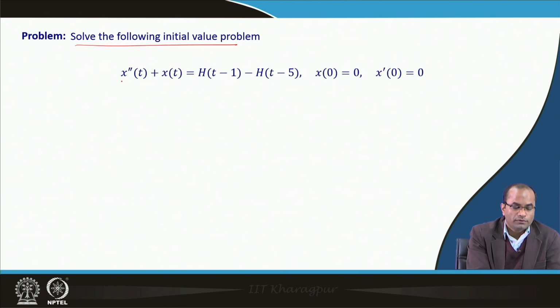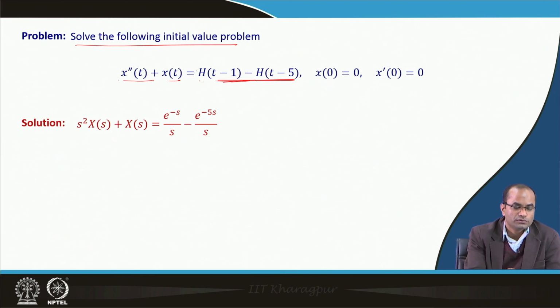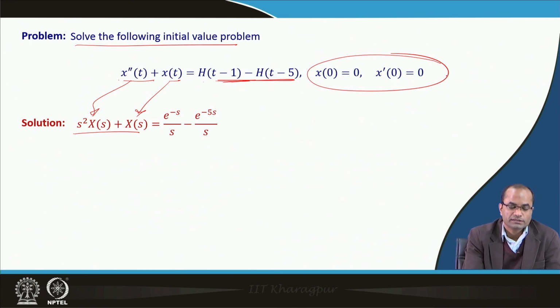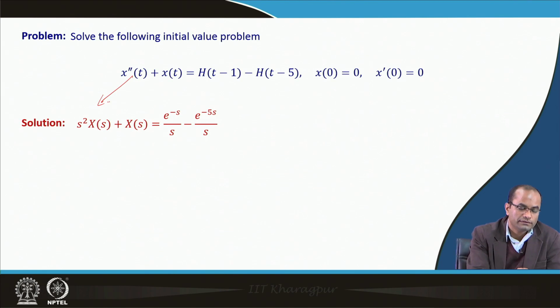Solve the following problem. We have the double derivative plus x, and on the right hand side there are two Heaviside functions, but they can be handled similarly as in the previous problem. After taking the Laplace transform, we have s squared X(s) plus X(s), because x(0) and x'(0) are 0, so there will be no other term once we apply the derivative theorem.